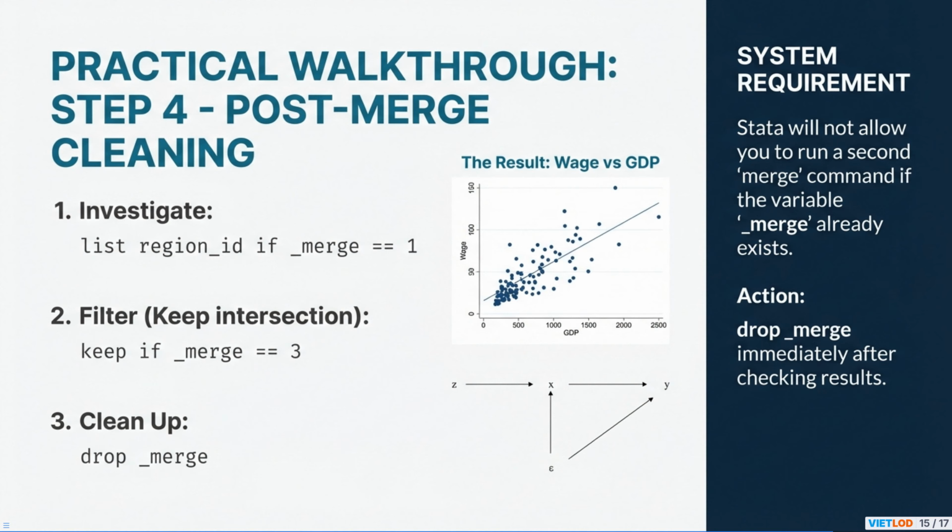After diagnosing the results, the final step is to clean up the dataset and prepare it for analysis. The first cleaning step is to investigate any unexpected non-matches. For example, you can use list region_id if _merge == 1 to see which specific regions in your master file fail to find a match. This helps identify data entry errors or missing information in your using dataset.